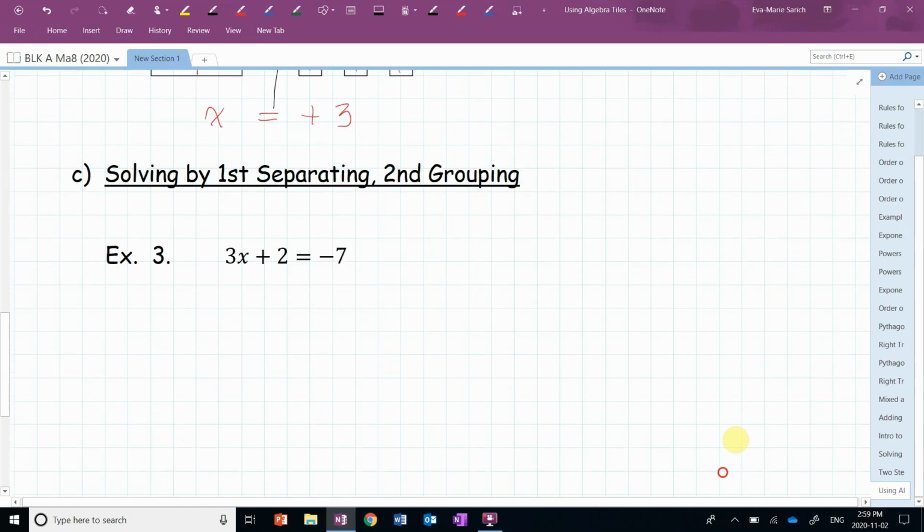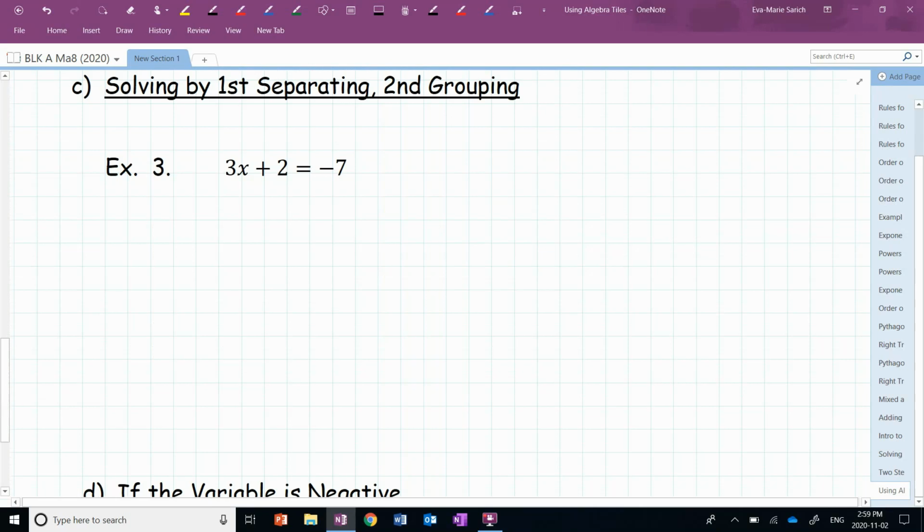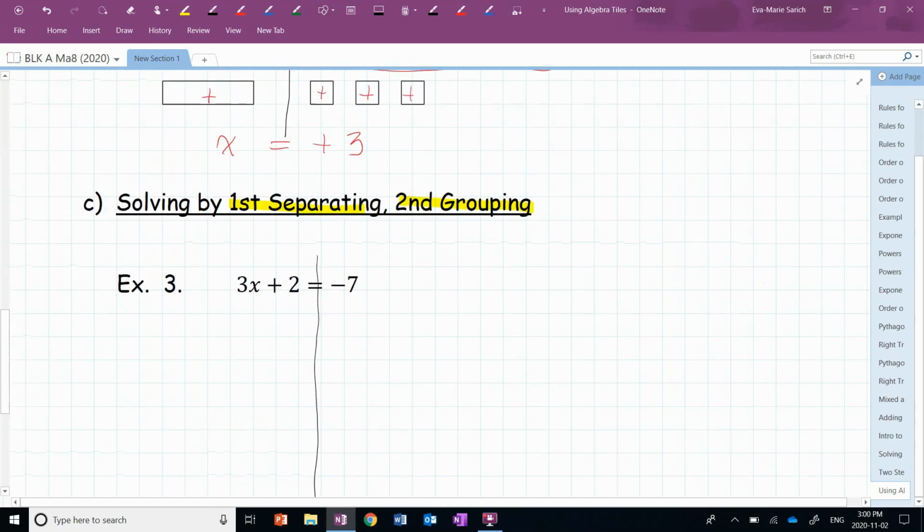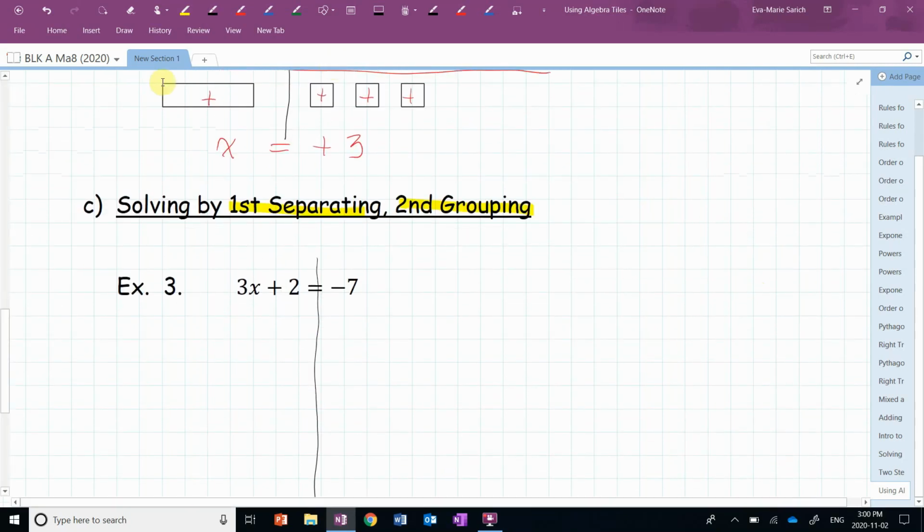So let's go through and look at one where we have to do separating and grouping. We're first going to separate, and then we're second going to group. So I'm going to draw a line here to separate my left and my right side. I'm going to draw what we see there. So there's 3 x's, so I'm going to draw 3 rectangles.